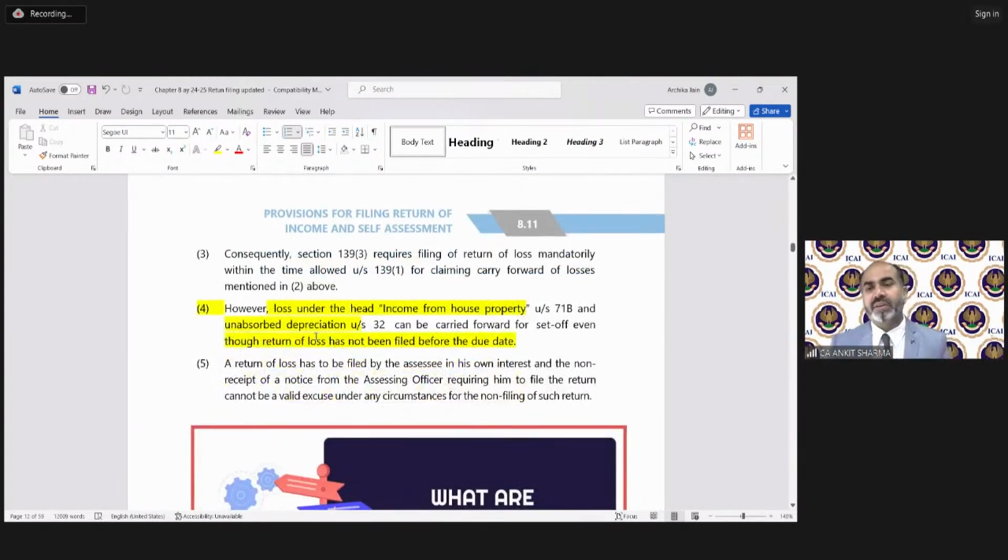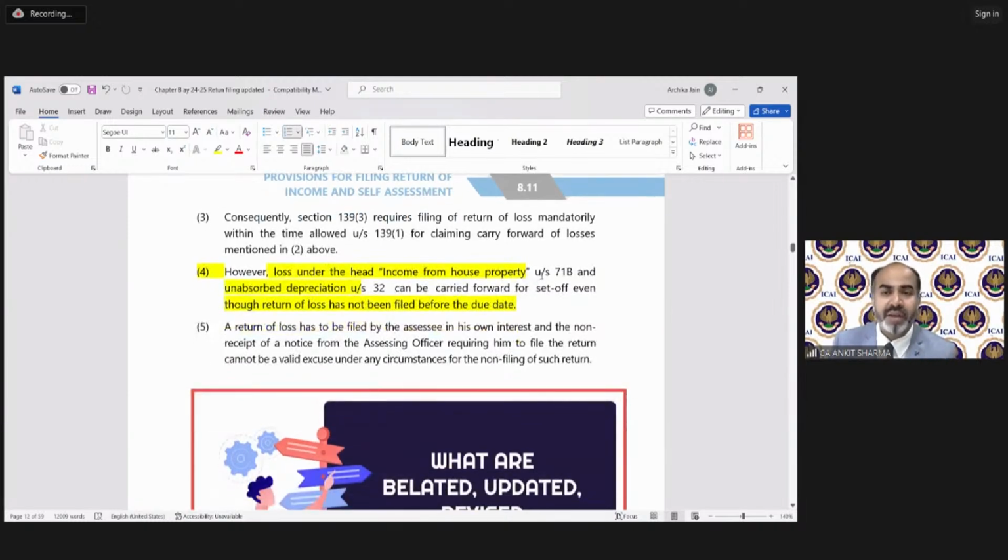Consequently, section 139(3) requires filing of return of loss mandatorily within the time allowed. However, loss under the head house property under section 71B and unabsorbed depreciation under section 32 can be carried forward for set off even though the return of loss has not been filed before the due date.